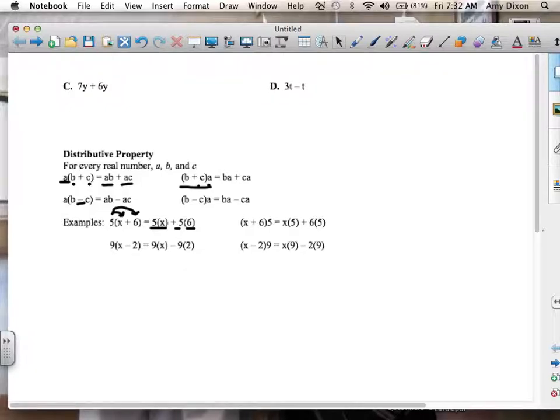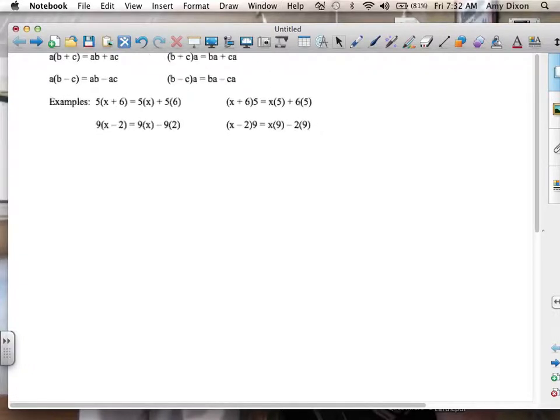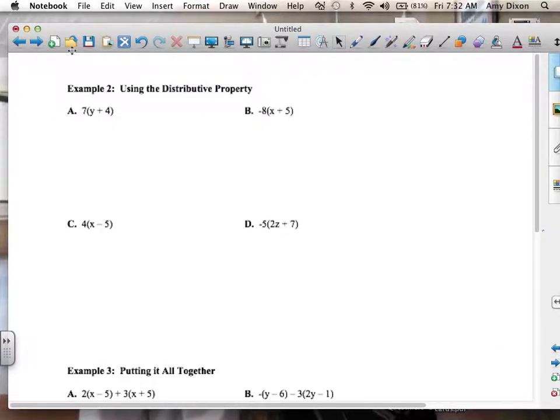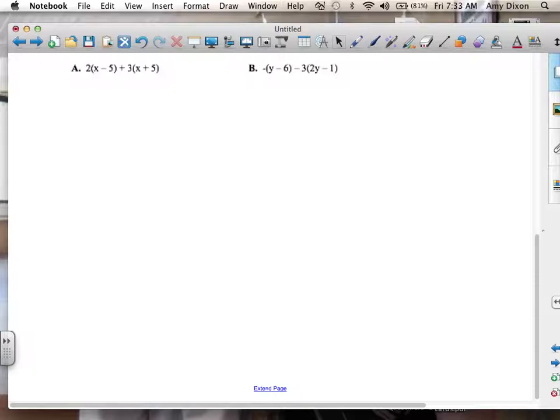We're going to work a few examples of the distributive property. Get it over to that next page. All right, so let's look at letter A. In example 2, we have 7 times y plus 4. It helps to draw arrows on these. Just 1 second.